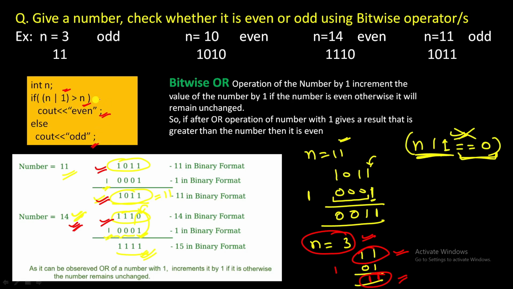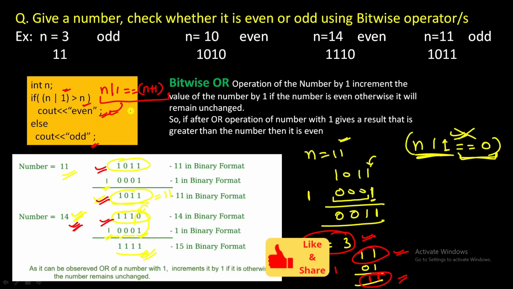Okay, or you can write it this way also: if n OR 1 is equal to n plus 1, that is, in the case of an even number, I am getting the number incremented by 1. So it will be n plus 1. This condition will also suffice. It is also correct. The same, it is an even number. If it is not fulfilled, then it is an odd number.